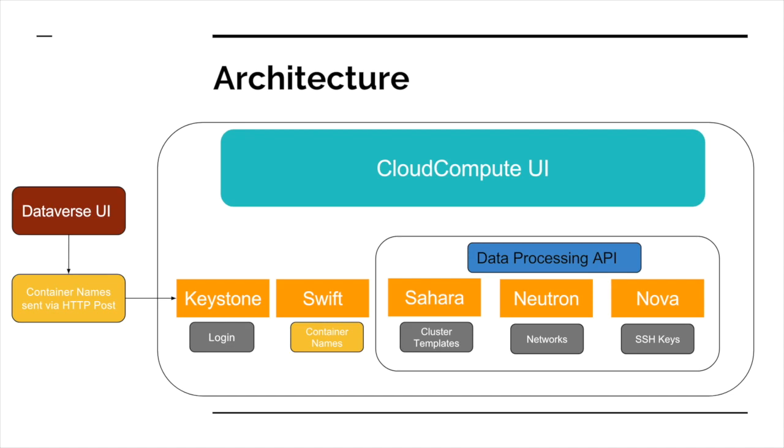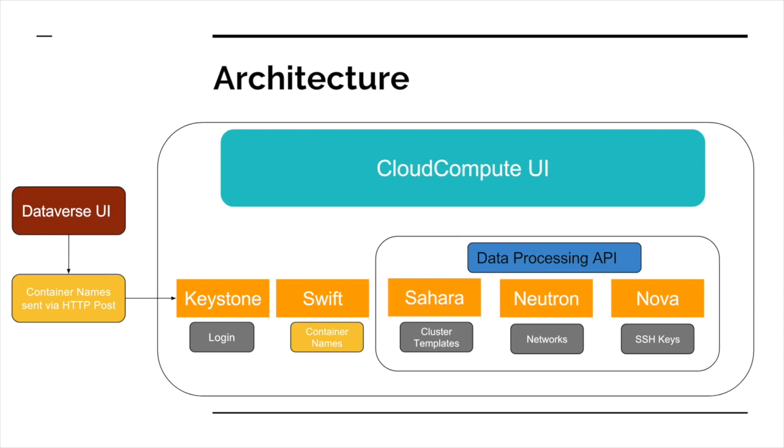So the cluster creation is done in the data processing API of OpenStack, and we also use Sahara for this. The user can create clusters in 3 different ways, from existing clusters or from existing templates or entirely from scratch. The Neutron API is used to get the networks, and Nova is used to get the user's SSH keys. So this was a simple architecture of CloudCompute UI.